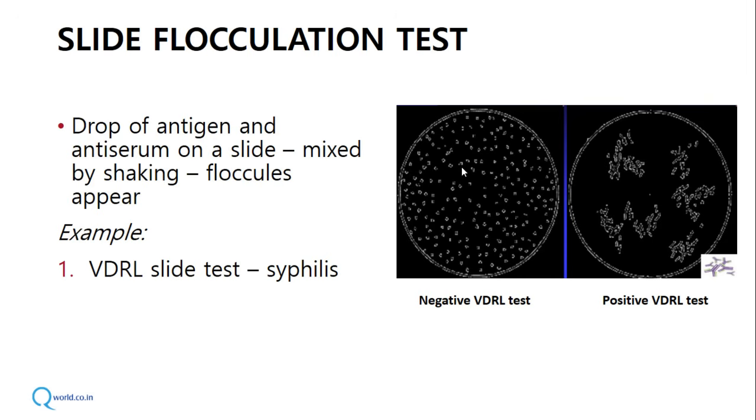Then we have flocculation test, and in flocculation test we have first slide flocculation test, in which we take a drop of antigen on a slide, then we add a drop of antiserum or antibody on the slide, then we mix them by shaking, and the end result is the suspended floccules if the reaction has happened. And the examples are VDRL or RPR slide test, which are done to detect the antibodies produced against the syphilis organism.